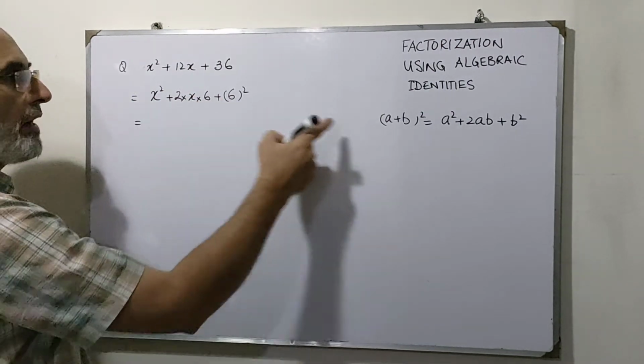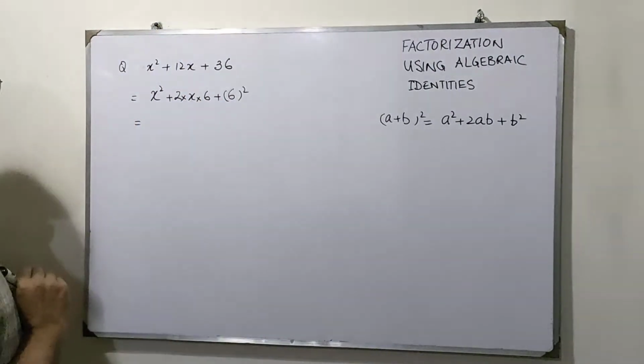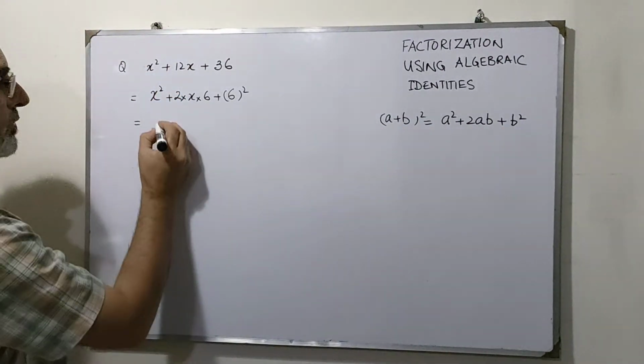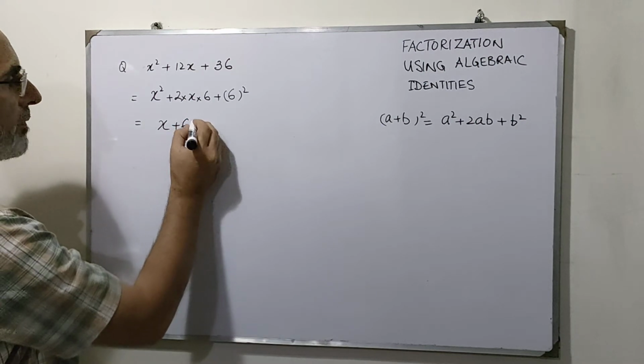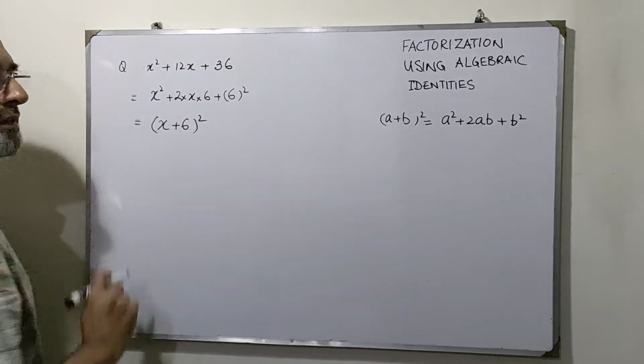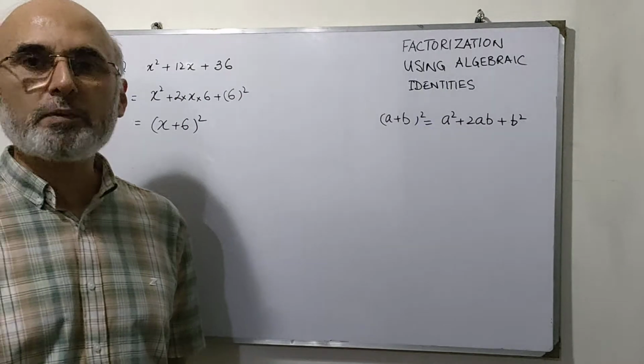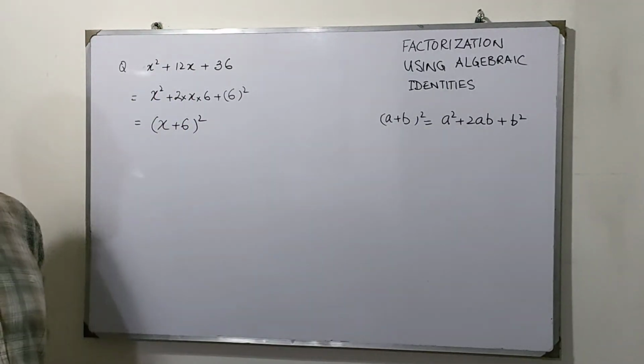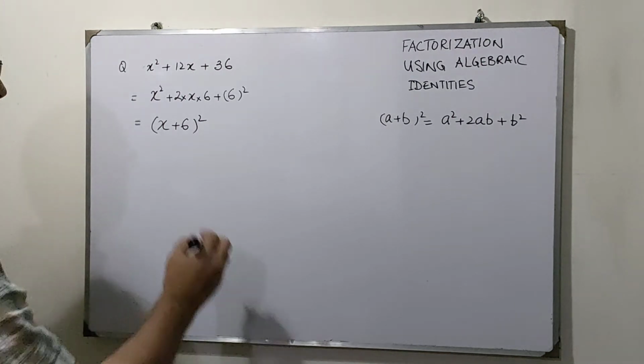So we have this expression now, right? So this expression can be reduced to this. So x plus 6 whole square. So we have the factors x plus 6. Okay, and we can check it by the midterm breaking method also.